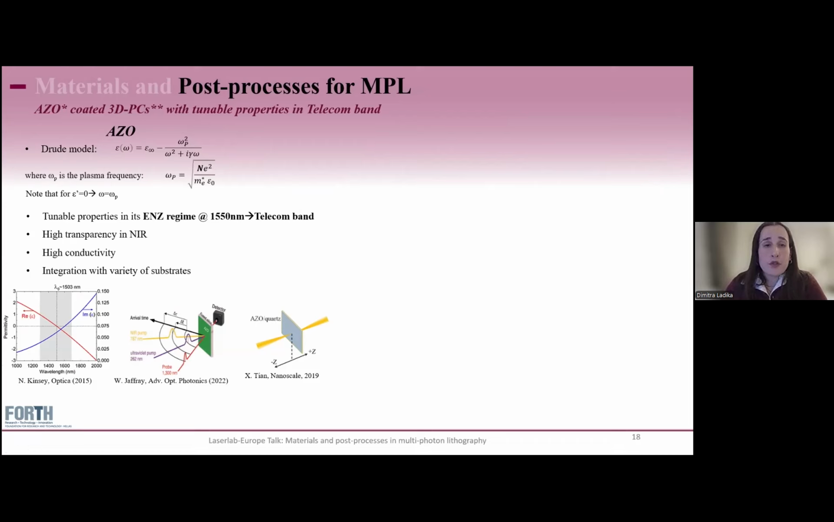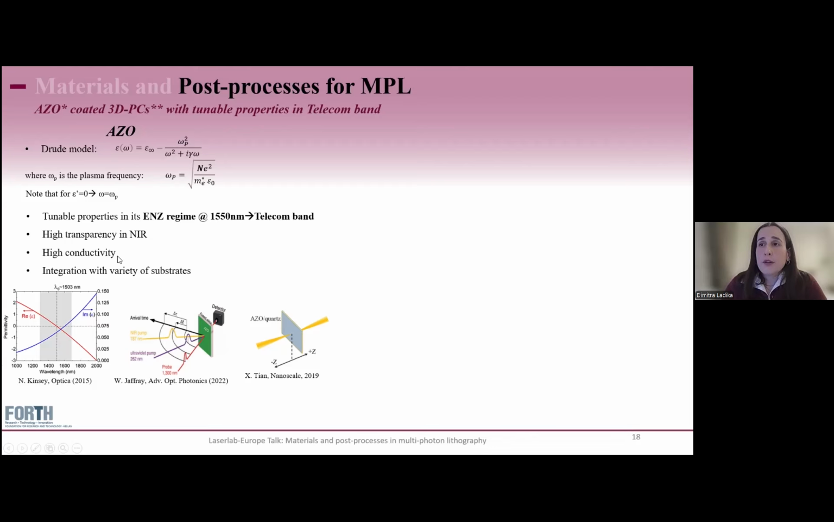It possesses also a Drude-like response, making it suitable for ENZ behavior, especially if we tune the carrier concentration. And by carrier concentration, I mean the amount of aluminum inside the aluminum zinc oxide. Also, its ENZ regime has been found to be at 1,550 nanometers, which is the telecom band that we are interested in.